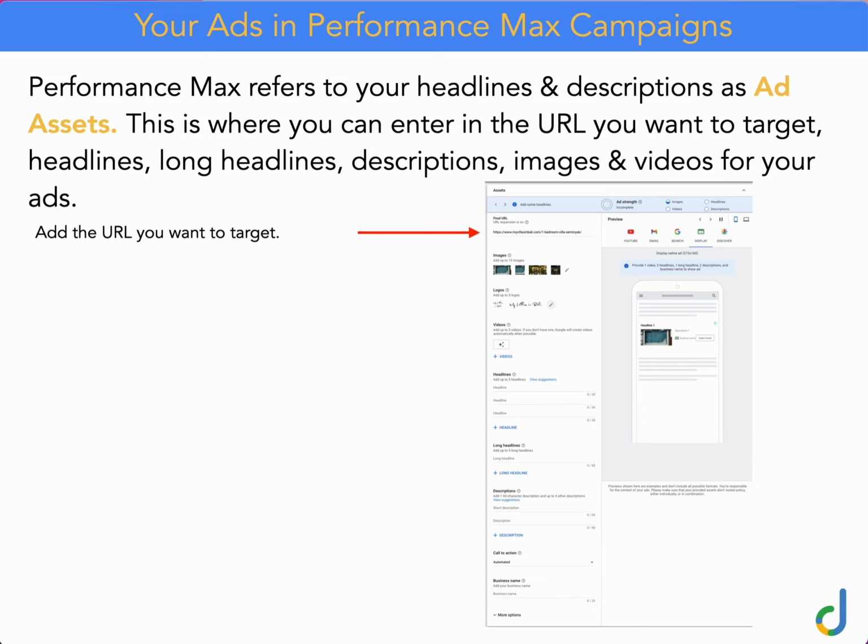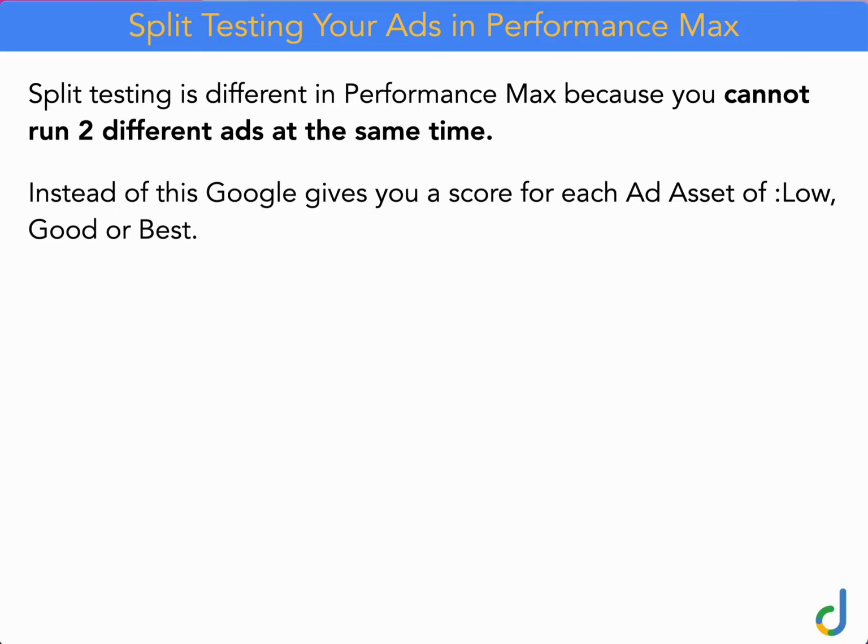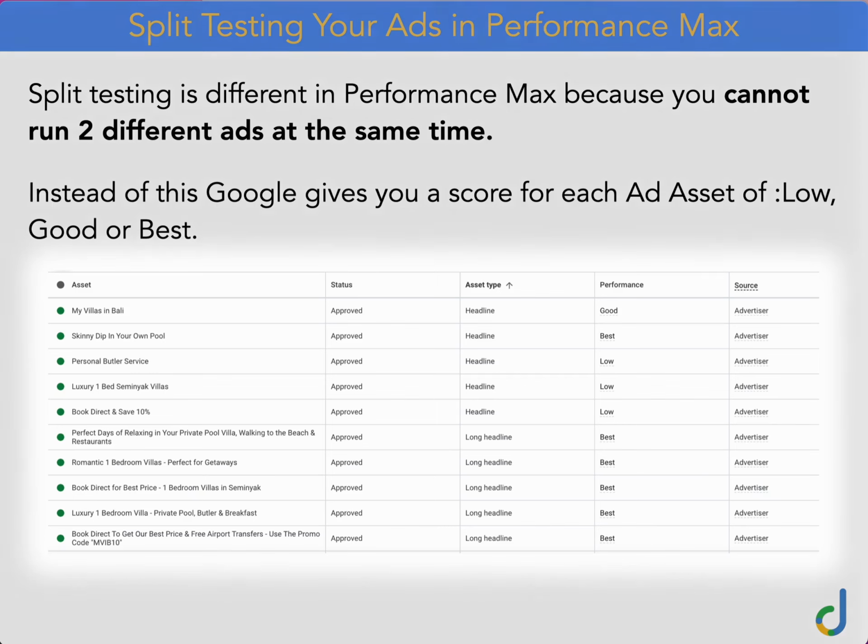And then you can also add in those call to actions, which can be automated or you can lock them in. Now, when it comes to your split testing for Performance Max, it's different because you cannot run 2 ads at the same time in the same ad asset group. So instead of this, Google gives you a score for each ad asset of low, good, or best. The way that you would go through and do this is whenever you see any performance markers with a low, we would go through and edit these. Because these 2 are good and best, we would keep them. But because this headline in here has a low score, we would update that low score headline.